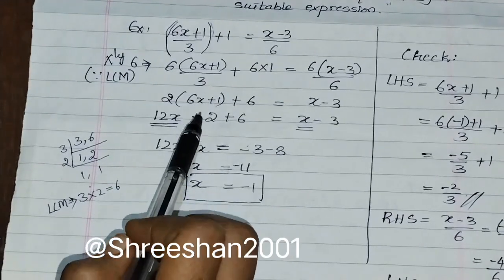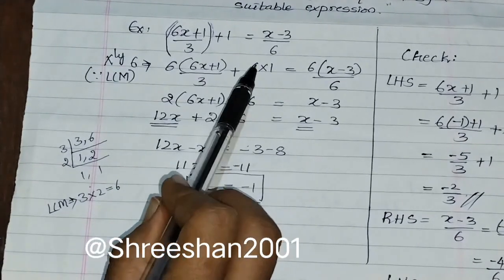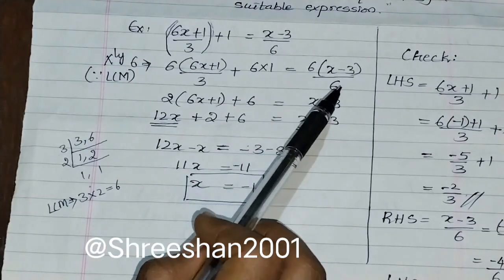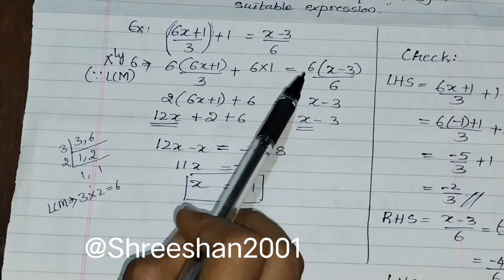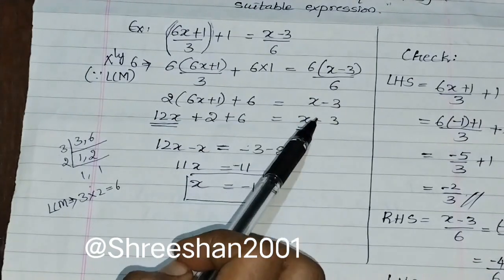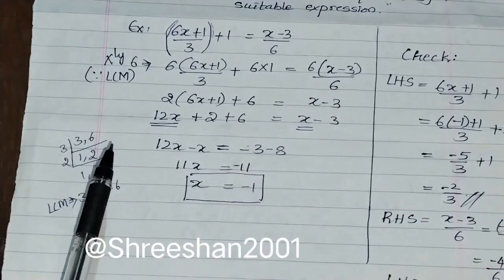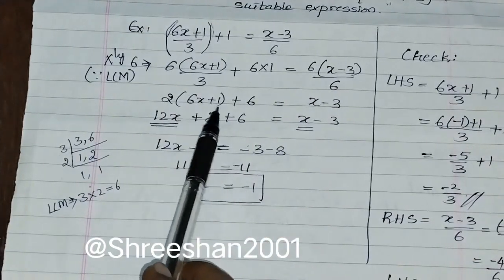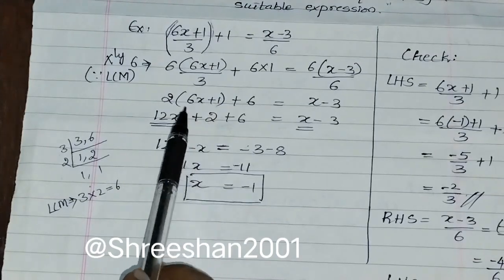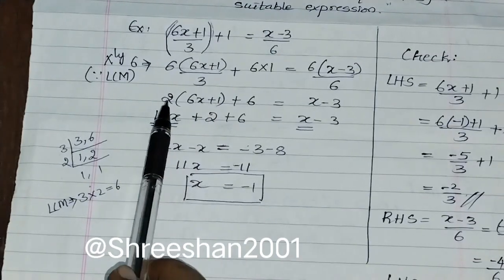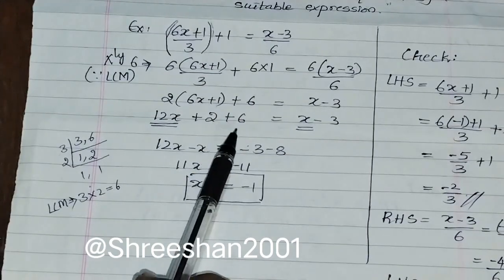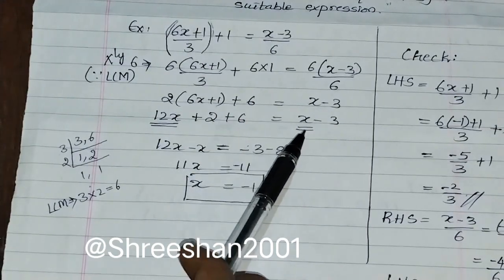So I'm left with 2 into 6x plus 1, plus 6 ones are 6, that is equal to, I have a numerator term of 6 and the denominator is also 6, I can cancel with this. 6 ones are 6, 6 ones are 6, left with x minus 3 into 1. So I can write x minus 3 here. Now look at this: 2 into this bracket term. Multiply this 2 with each term in the bracket. 2 sixes are 12, so 12x, plus 2 ones are 2, plus 6 as it is, that is equal to x minus 3.